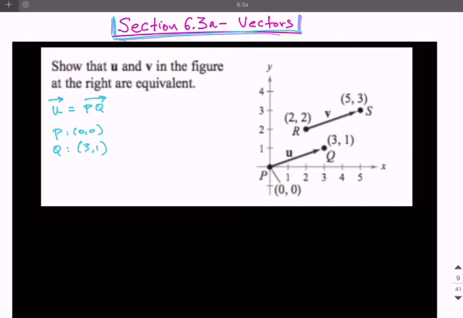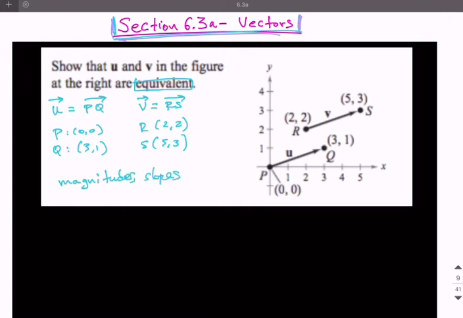And vector v is the vector RS, where R has coordinates (2, 2), and S has coordinates (5, 3). So basically, to show that the two vectors are equivalent, I need to find two things. First, I need to find that they have the same magnitudes and the same slopes.